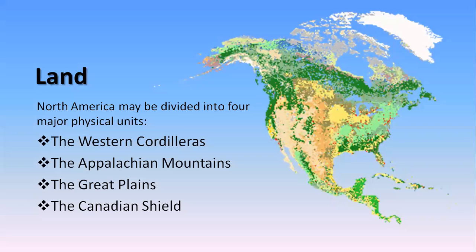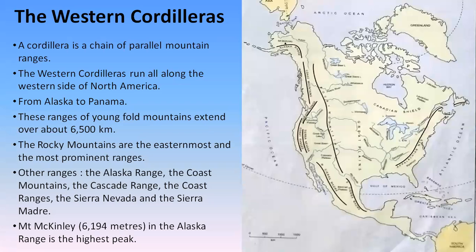First of all, we will discuss the land. North America may be divided into 4 major physical units. Those units are the Western Cordilleras, the Appalachian Mountains, the Great Plains, and the Canadian Shield. From these 4 physical units, the first 2 are going to be discussed in this video. First of all, we will discuss the Western Cordilleras.